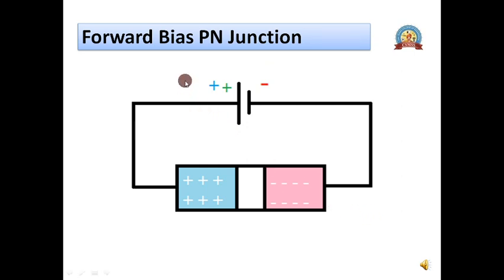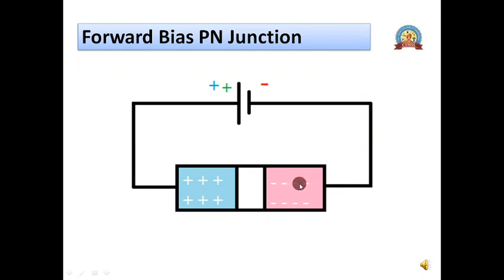Biasing. Biasing is a technique where an external power source is attached to the PN junction to give external power supply. There are two types of biasing, forward biasing and reverse biasing. So let's look into forward biasing. Forward biasing is a technique in which the positive terminal of a power source is connected to the p-type region of the PN junction and the negative terminal is connected to the n-type region of the PN junction.